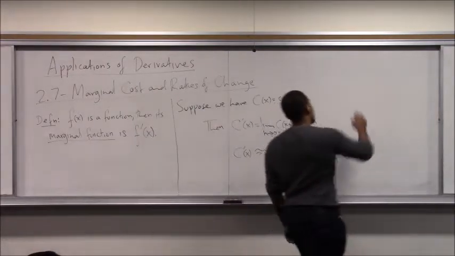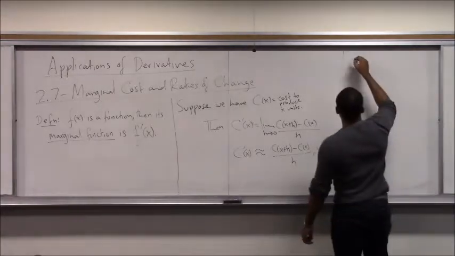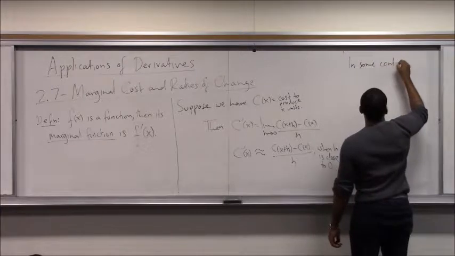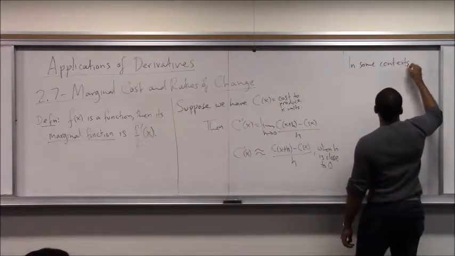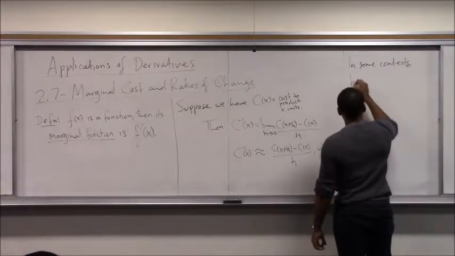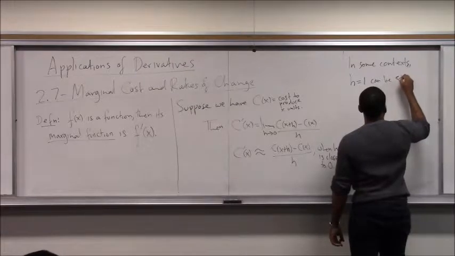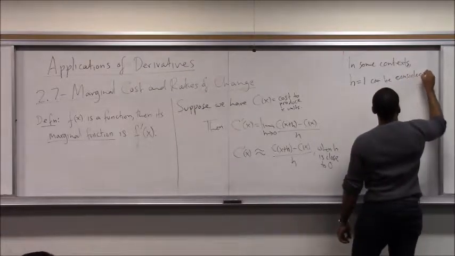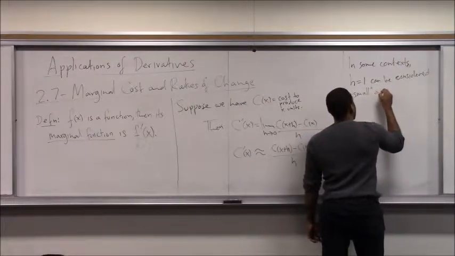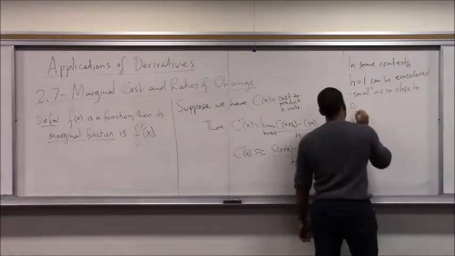Now, here's where the marginal stuff comes in. And so in some context, pretty much we're going to give h a value. h equals 1 can be considered small, as in close to 0.